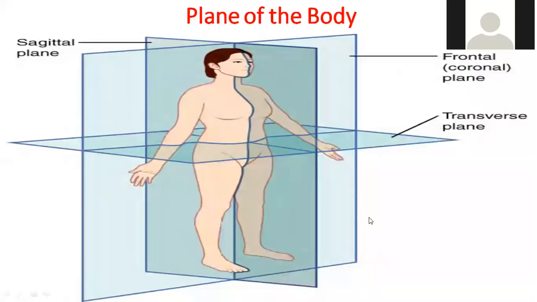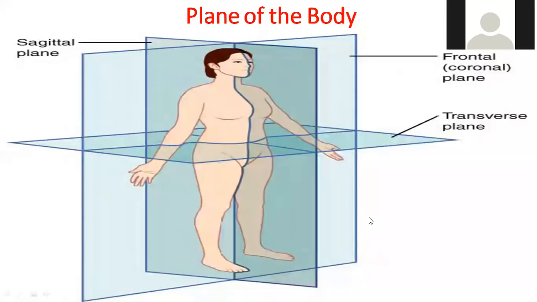And for the transverse plane, in this context, the body is divided horizontally into upper and lower portions. I hope you actually got the difference between these planes. For transverse, it is a horizontal division, but for sagittal, it is a vertical division. And for frontal, the body is divided into the anterior and posterior positions.